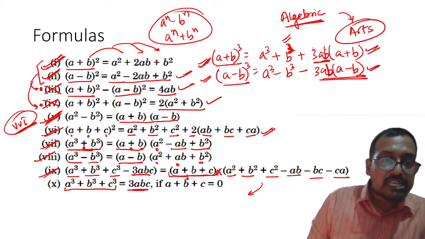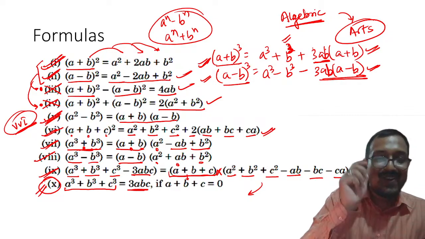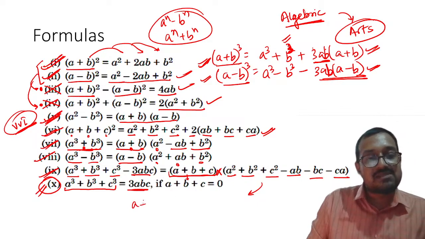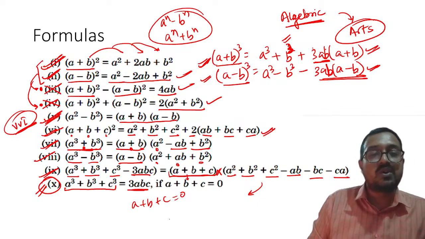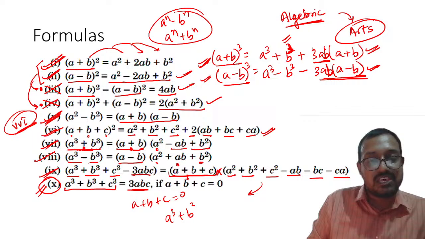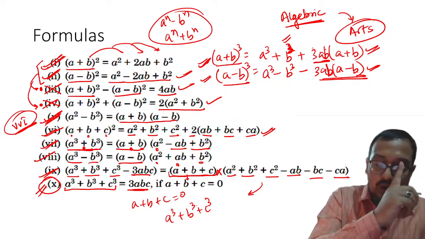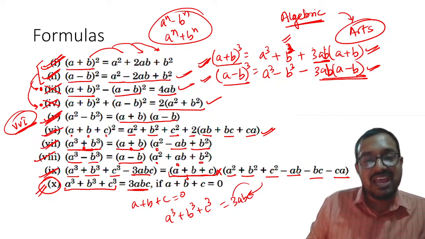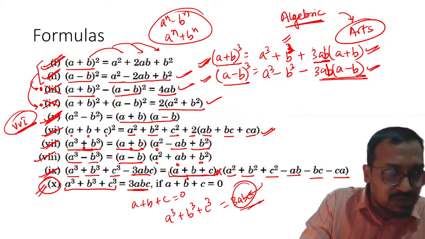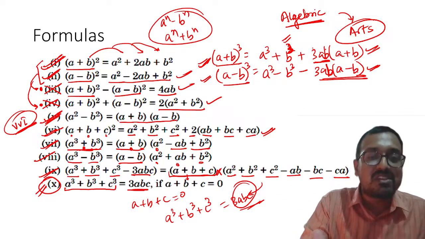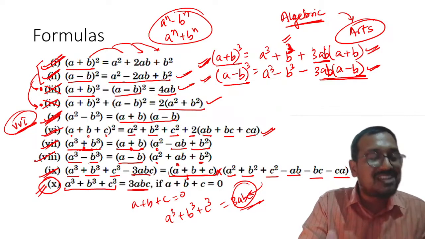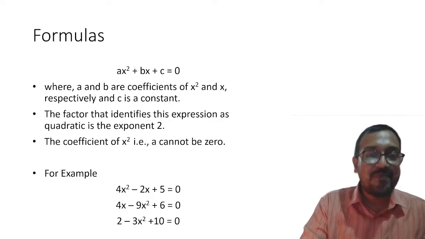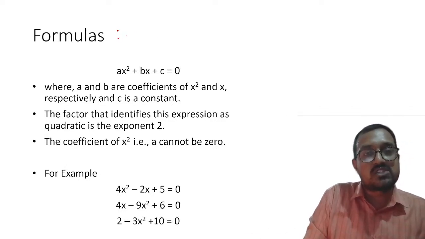And this last equation is one of the favorite questions of many competitive exams, where they will ask you: if a plus b plus c is equal to 0, then find the value of a cube plus b cube plus c cube. All you have to do is just write 3abc and get the answer. Please remember, that is so simple. But since students do not remember the formula or this condition, they tend to falter or make mistakes. Understood? Now my dear students, we are moving on towards quadratic equation.